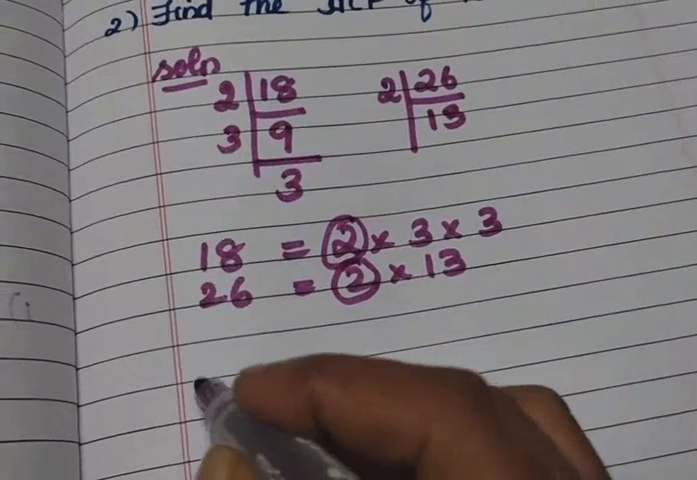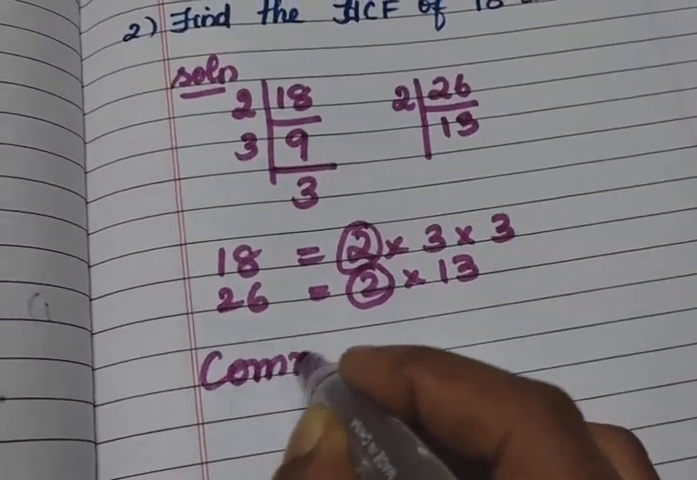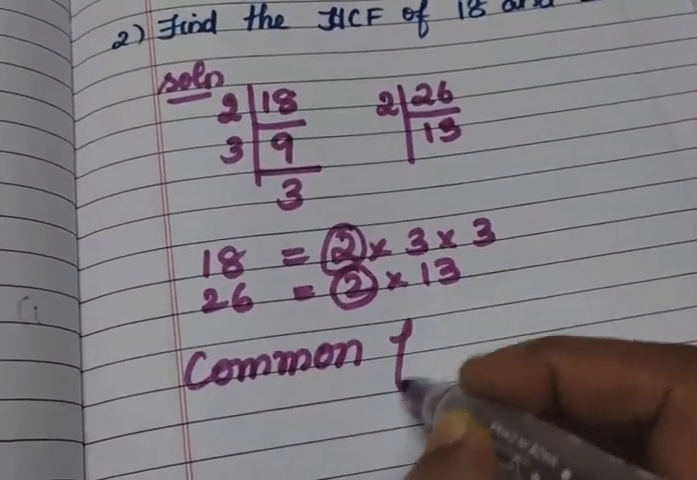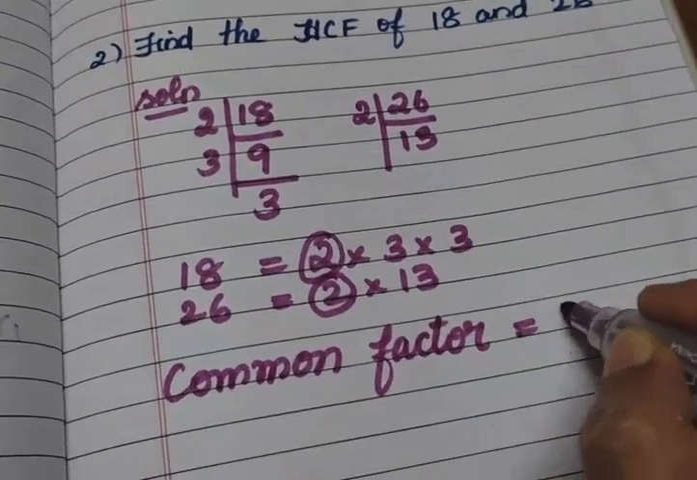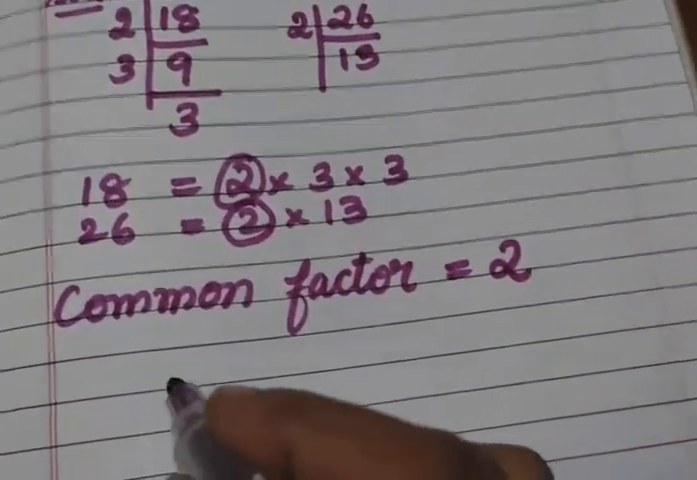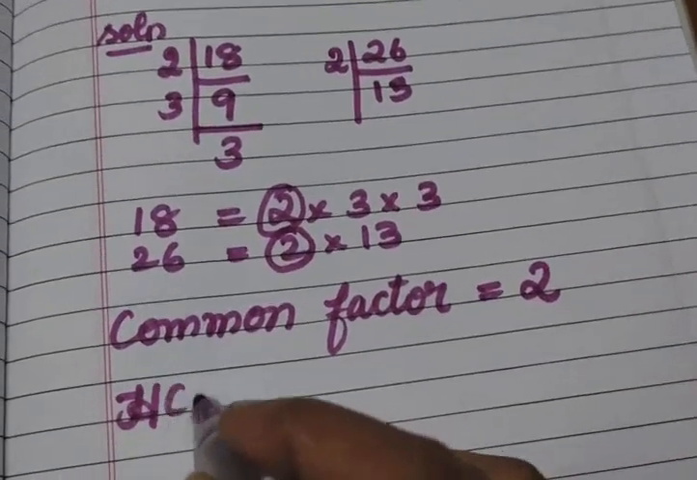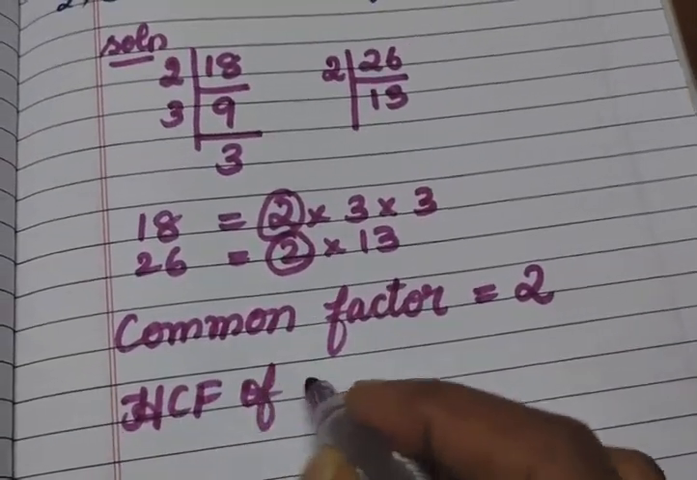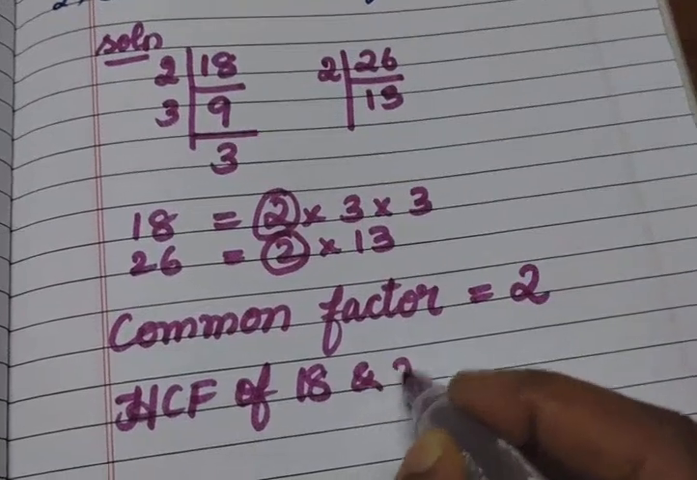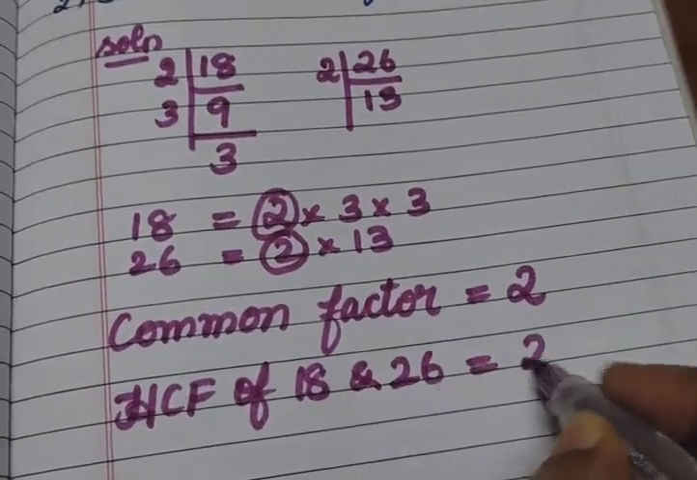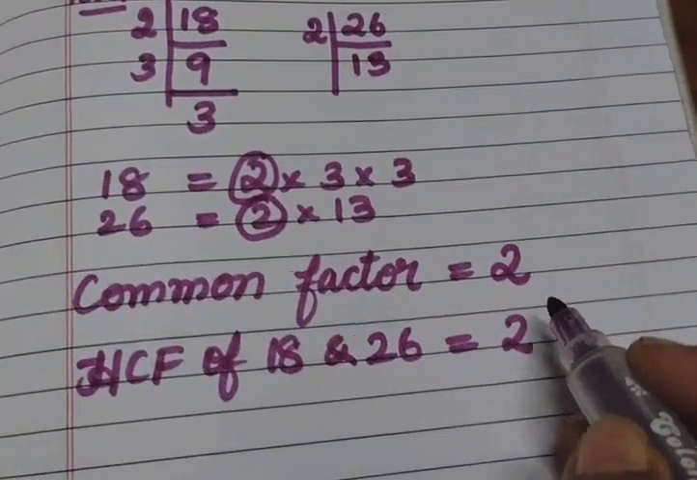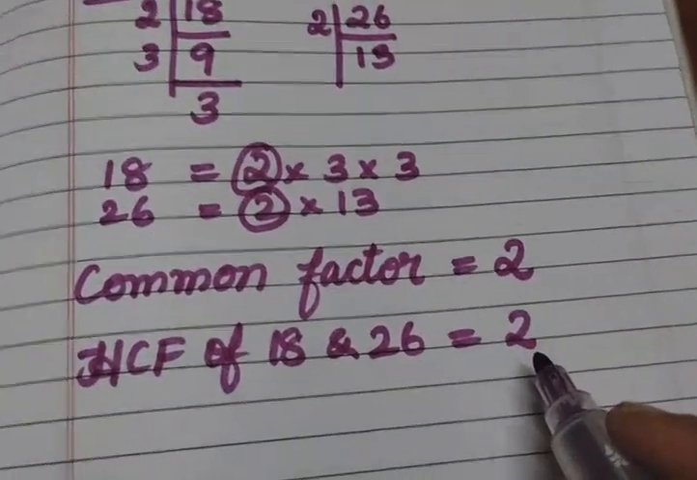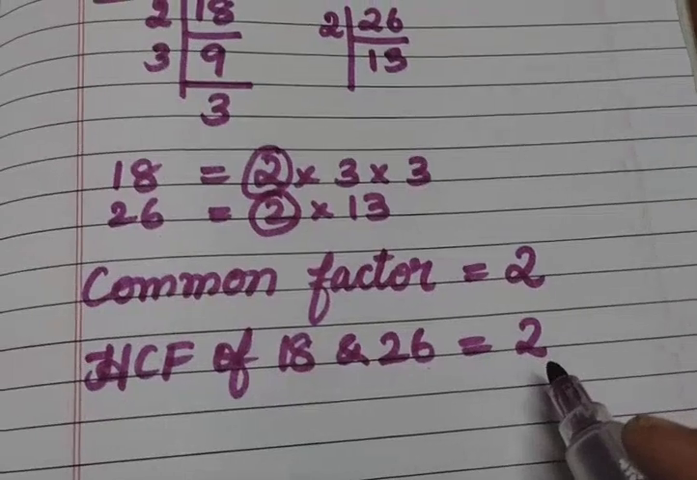So the common factor is only one number, that is 2. So the HCF of 18 and 26 is that same 2. Because we have only one common factor, we can write that number itself as the HCF. Okay children, understood?